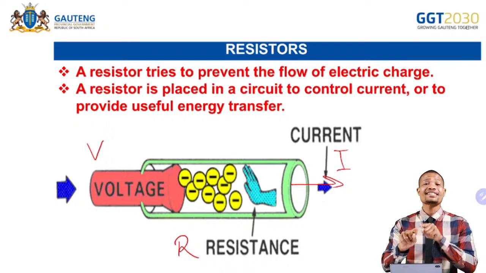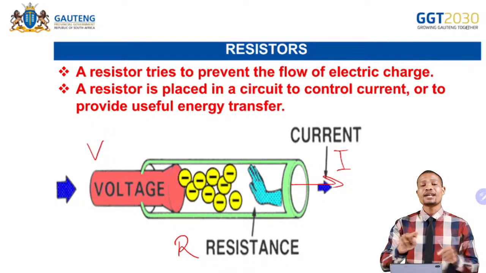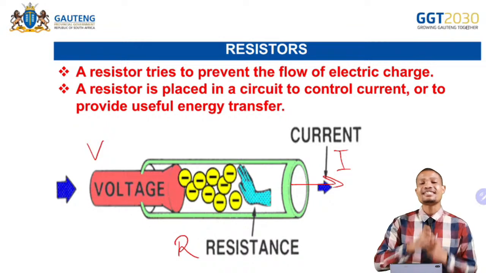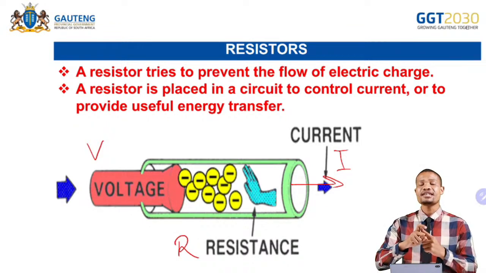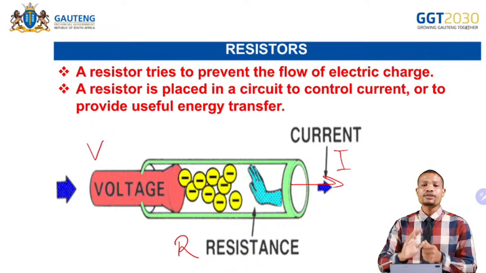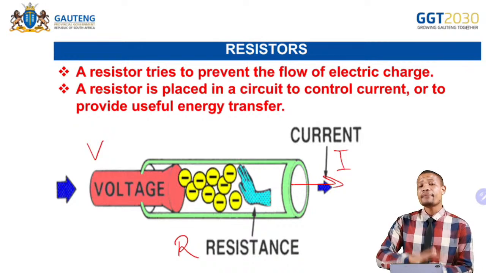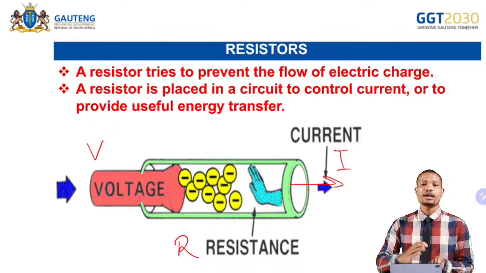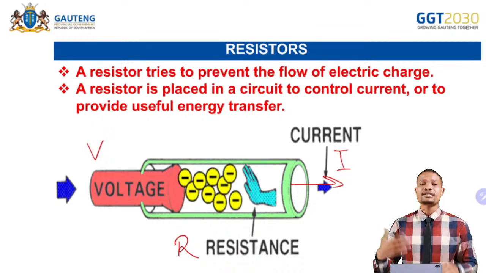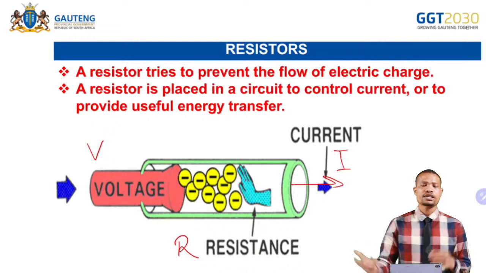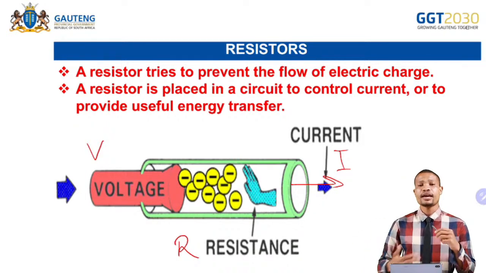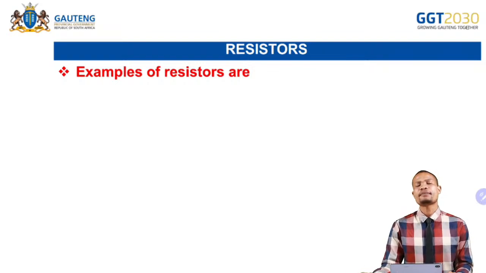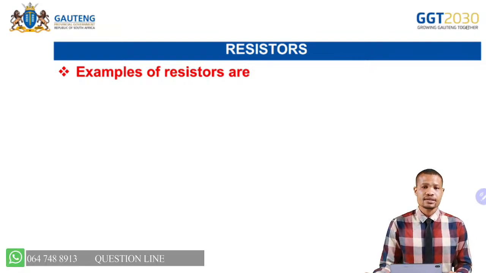The water represents current, the tap represents what? Voltage, and the bend that you created represents what? Resistance. So you are creating resistance which slows down or limits the amount of water that can pass through, which represents current. I hope that brings clarity to the relationship of current, resistance, and voltage. Let us continue. So let's look at examples of resistors.